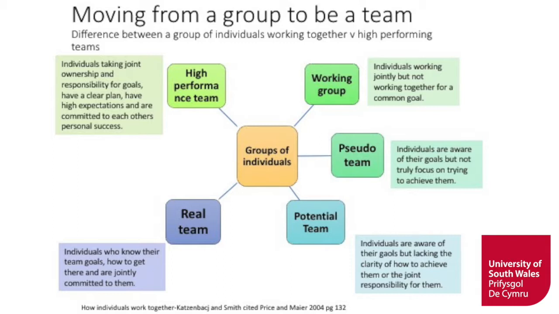A real team: individuals who know their team and goals, how to get there, and have joint commitment to that. And then finally, you've got those high performance teams. These individuals take joint ownership and responsibility for the goals, have a clear plan, have high expectations, and are committed to each other's personal success, but also the group's success. So when we're working as groups, we're ultimately aiming to become that high performing team, to get the best that we can from developing that group or team scenario.